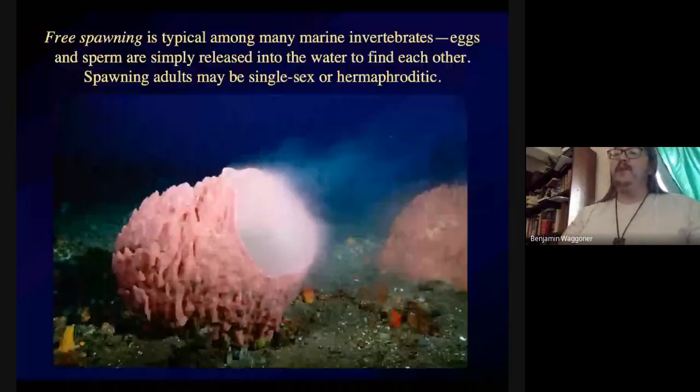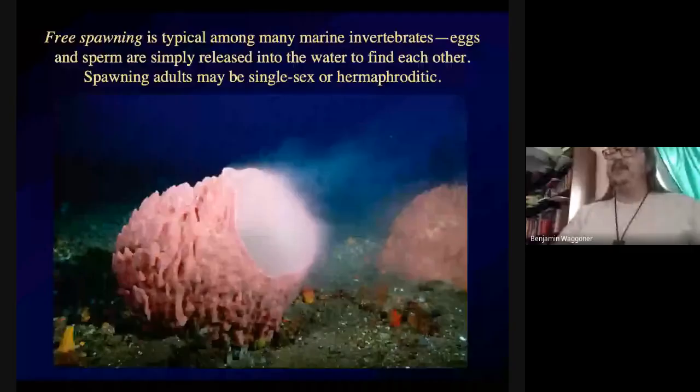Many marine invertebrates are simply free spawners. Eggs and sperm are simply released into the water to find each other. If you are one of these barrel sponges, for example, sponges can't really move. There's at least one sponge that is capable of moving at the rollicking pace of 4 millimeters per day, but that hardly counts. So if you're a sponge, you're pretty much stuck there.